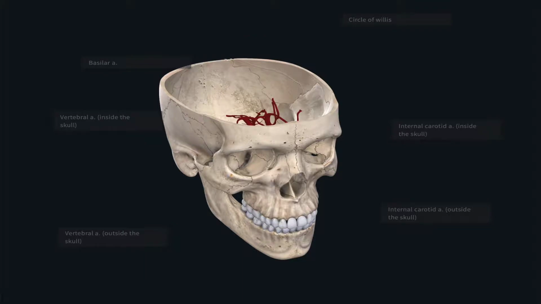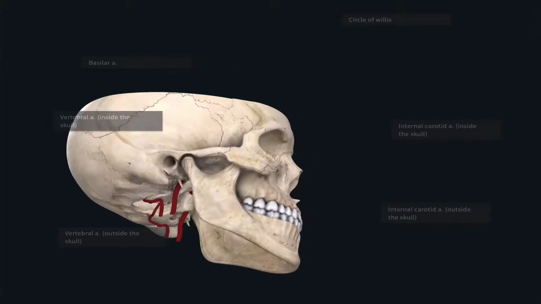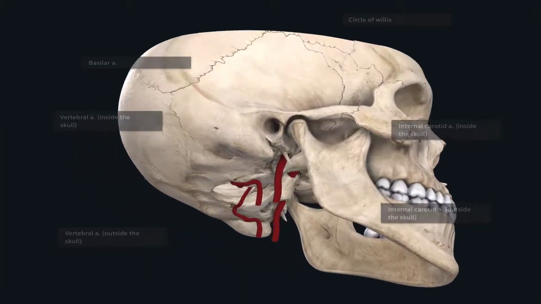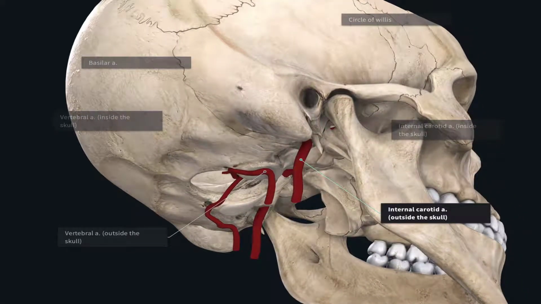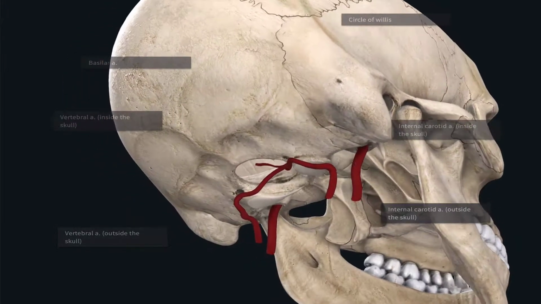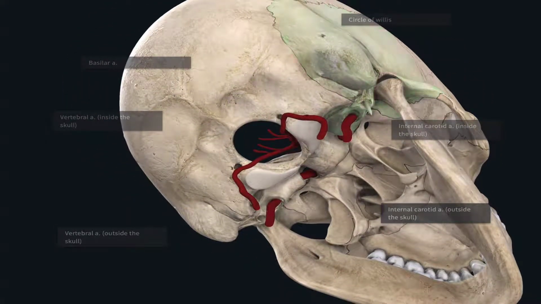In order to provide the brain with all of that blood that it requires, there are two dominant routes to bring blood to the brain. The internal carotid artery, located more anteriorly, and the vertebral artery, located more posteriorly. Let's first take a look at the path of the internal carotid artery to enter the skull.